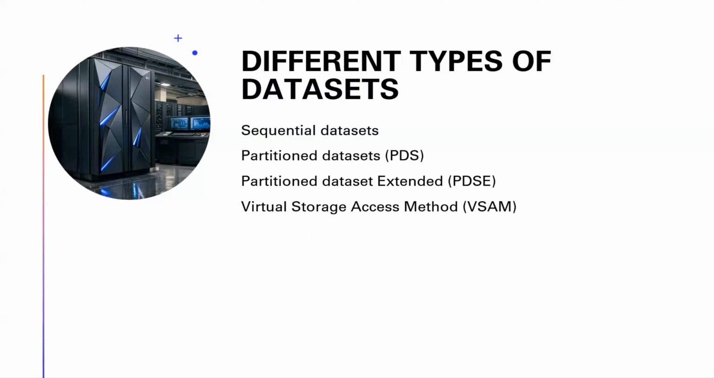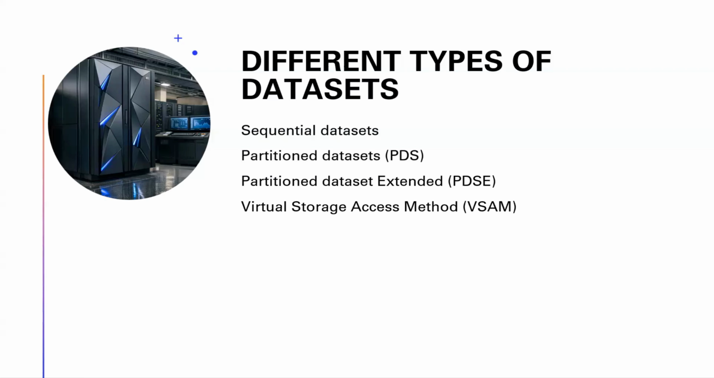And the last type is Virtual Storage Access Method, which is VSAM. It's a newer form of file, and by newer, that's what, 50 years old. 60s? Yeah. It's still a very old type, but it's a newer type in the grand scheme of things. But there are multiple different types of VSAM data sets.